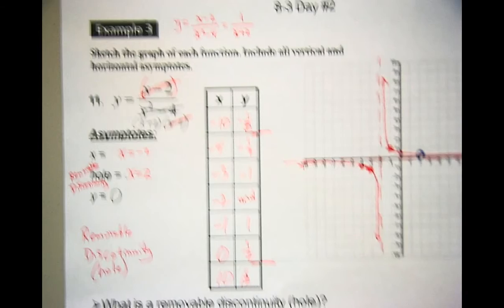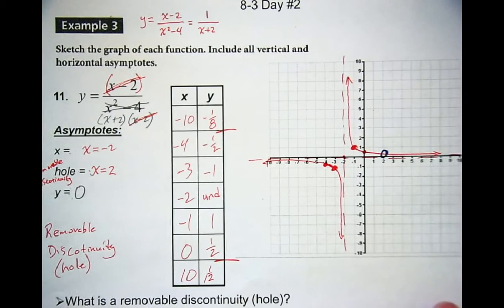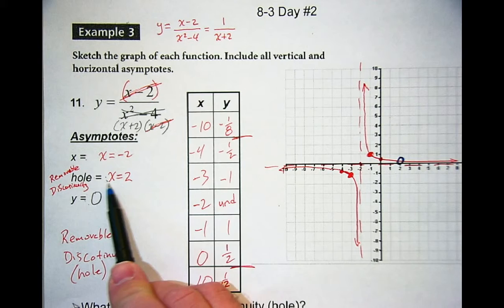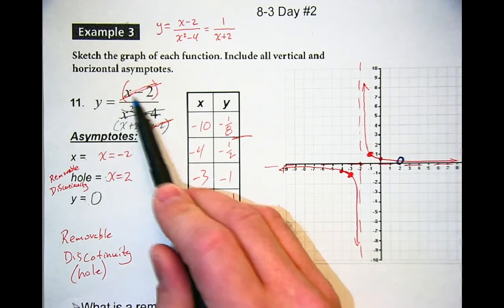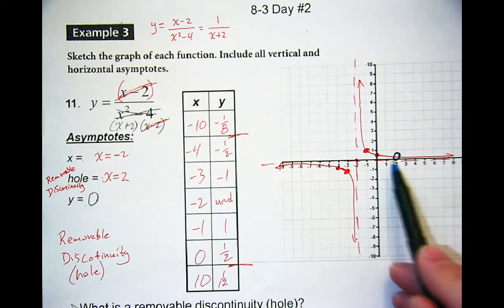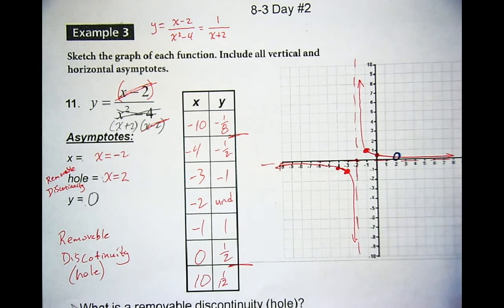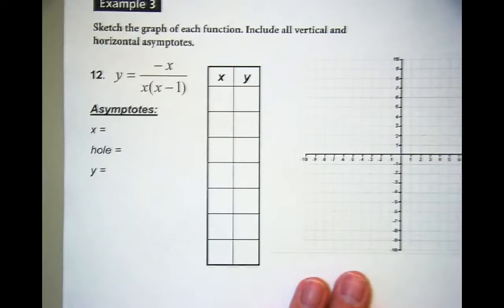Okay, everyone take a look back at your last graph. What's your question? Why is there a hole at 2? Because that was our removable discontinuity. That's what we canceled out. So that gave us the hole at 2. Any other questions? All right. Give it a go. The next one.